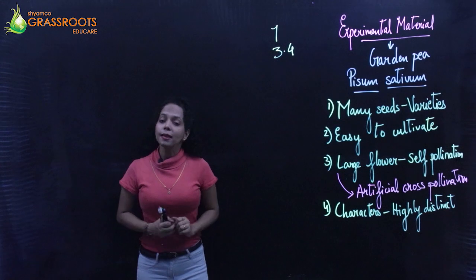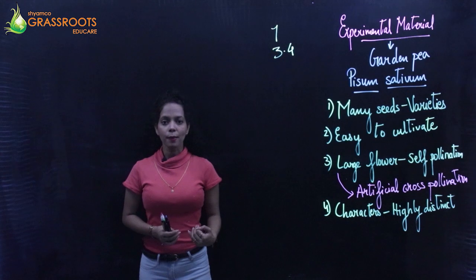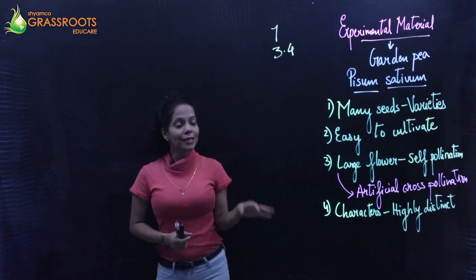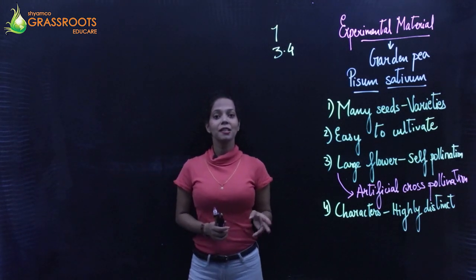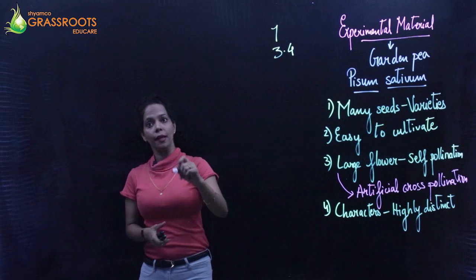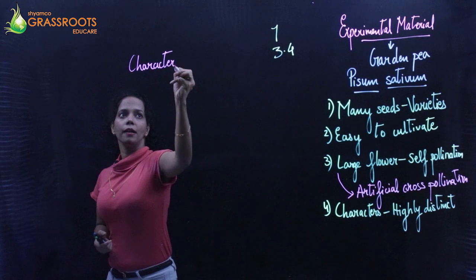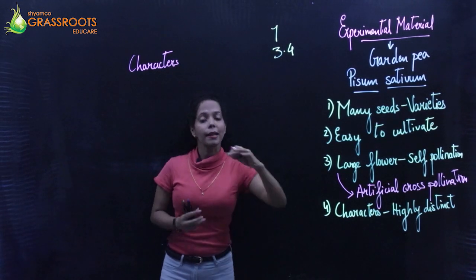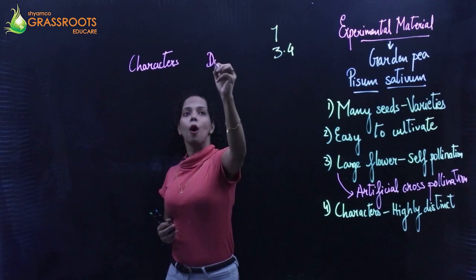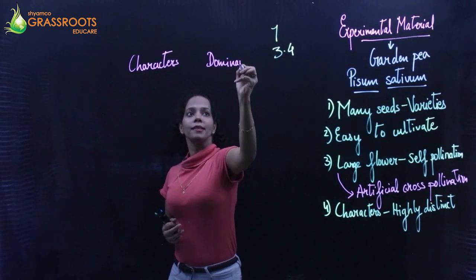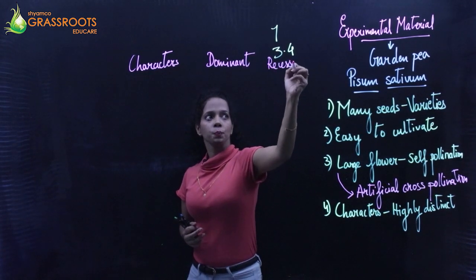Now, Pisum sativum expresses 8 characters in total. Human beings express how many? More than 2000. But Pisum sativum expresses 8 characters in total. Out of those 8 characters, 7 characters were studied by Mendel. So you have to jot this down: characters studied by Mendel for his experiment. Right? And in the characters, we have dominancy and recessiveness. So a character can be dominant or it can be recessive.